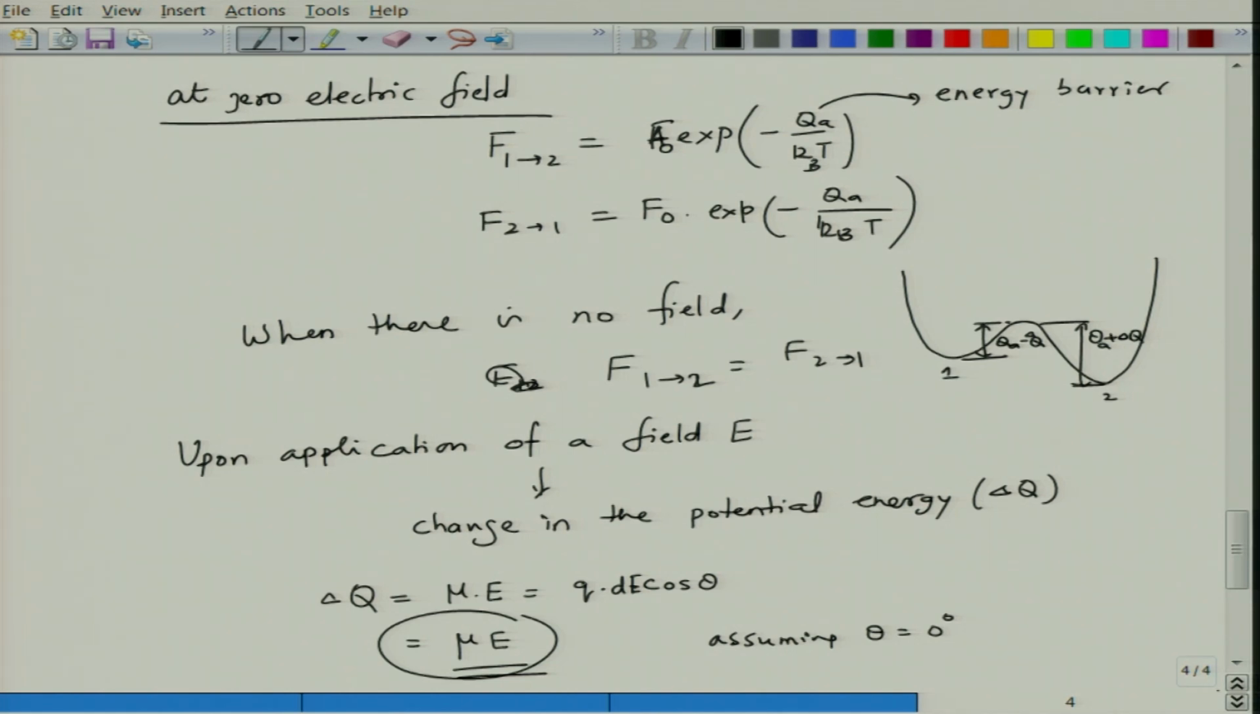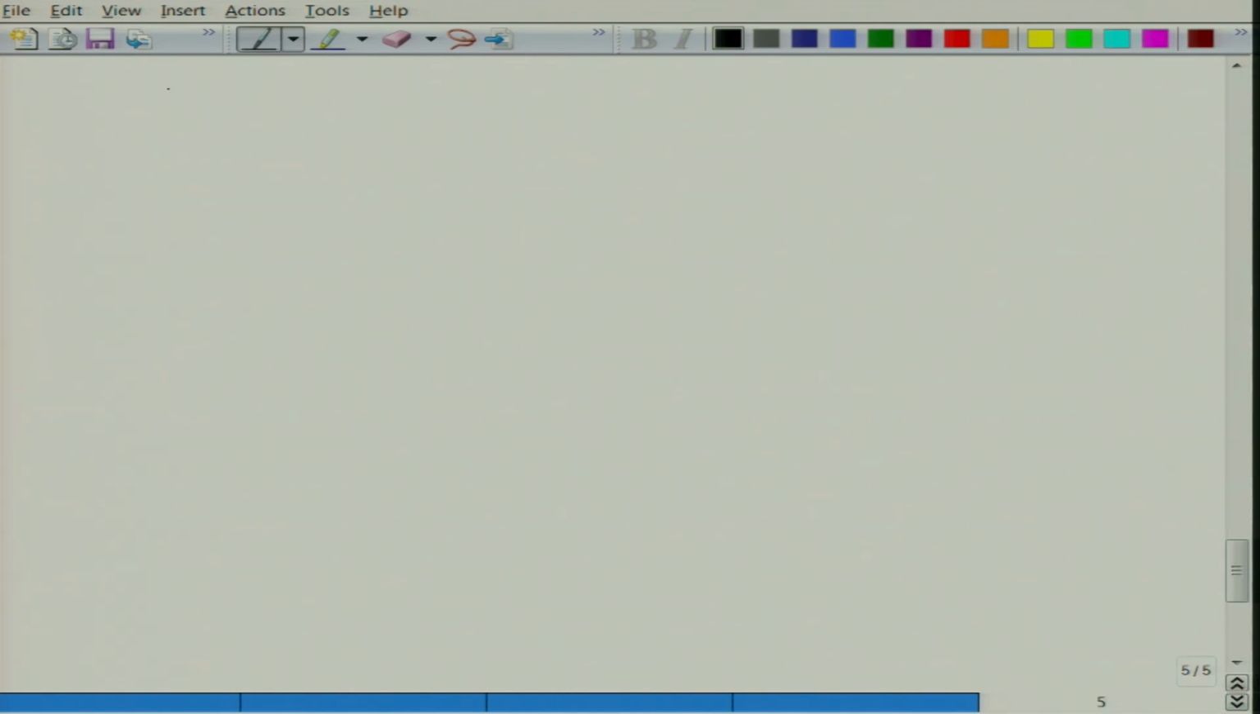So, the first assumption is that we have a total number of bistable dipoles equal to n per unit volume.